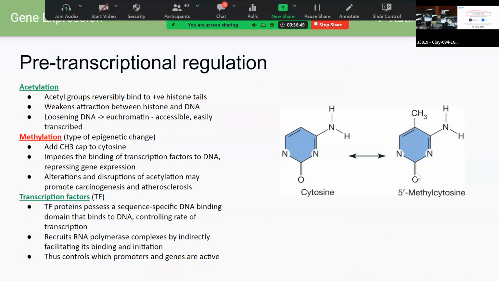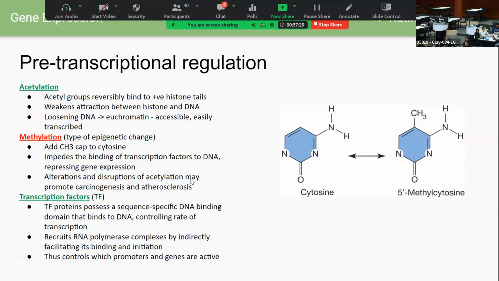Okay, so now we have pre-transcriptional regulation. So this is when you're making proteins, you need to transcribe them, followed by translation. I've color-coded here the ones which promote transcription, and the red ones there, the ones that inhibit transcription. So we can see here acetylation, good thing, accelerates transcription, methylation inhibits transcription, transcription factors promote transcription.